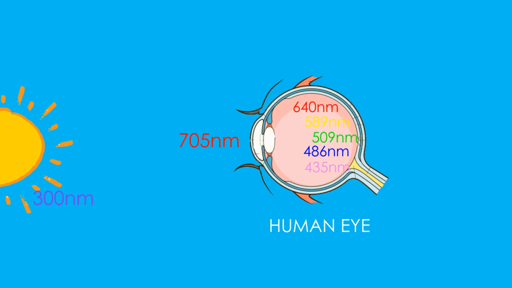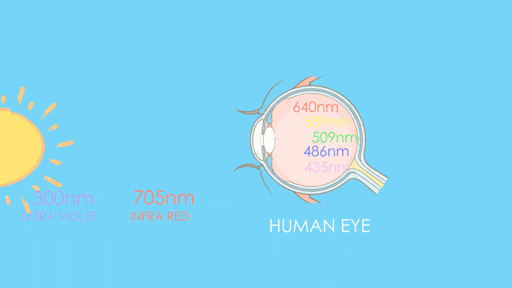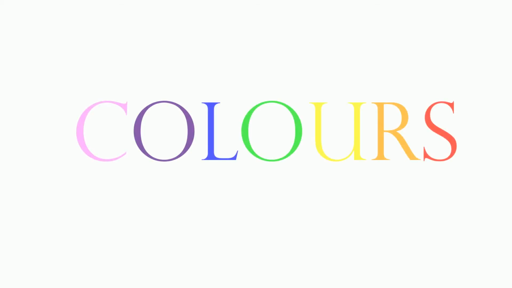If the wavelength goes below 400 nanometers, that is below the wavelength of violet, they are called ultraviolet rays. And if the wavelength goes beyond the wavelength of 700 nanometer, that is beyond the wavelength of red, they are called infrared rays. Both of them cannot be sensed by our human eye. Now, let's come back to colors.